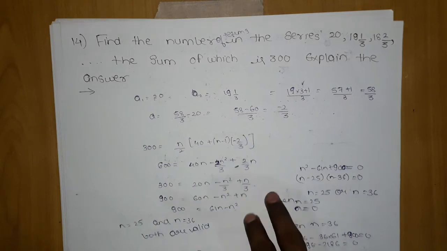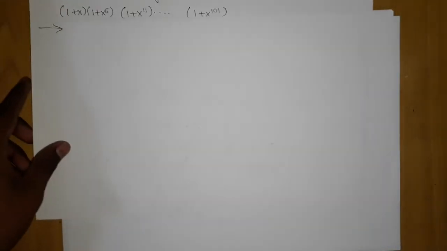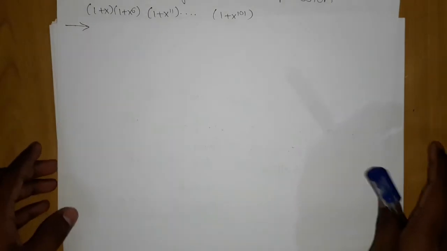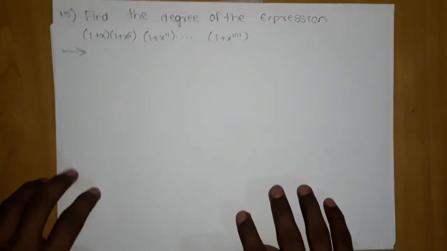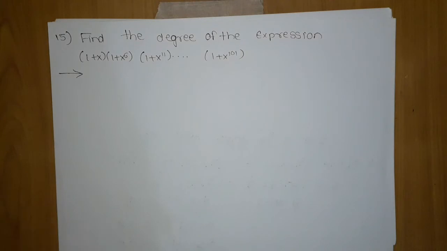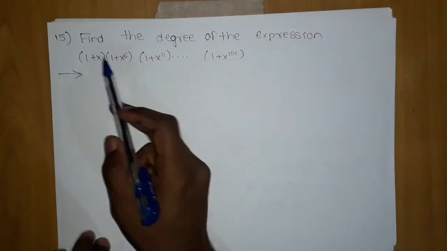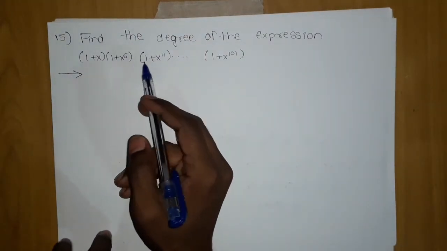Now let's move on to the next question, which is question number 15. Now what does this question tell? The question is to find the degree of the expression. This is the expression (1 plus x) into (1 plus x)^6 into (1 plus x)^11. Now what you observe is that these degrees are in a sequence.